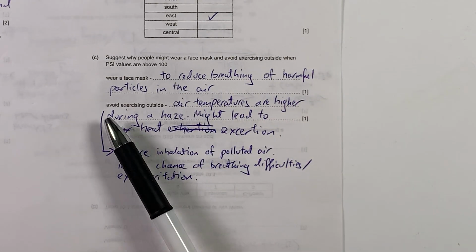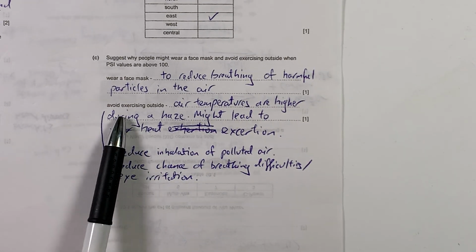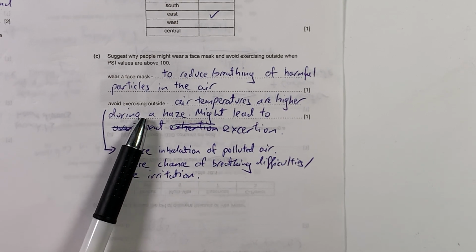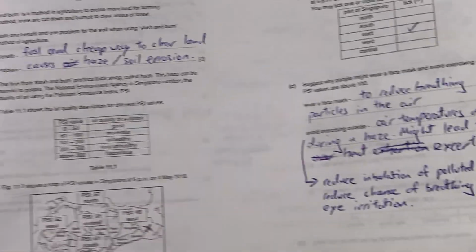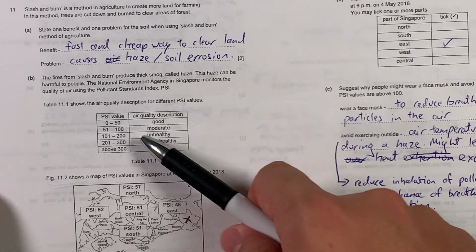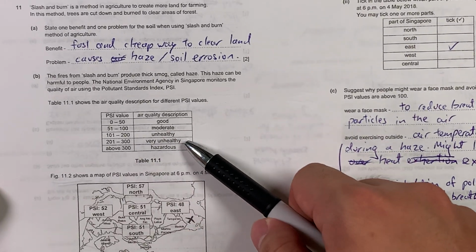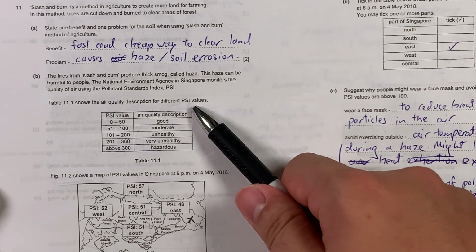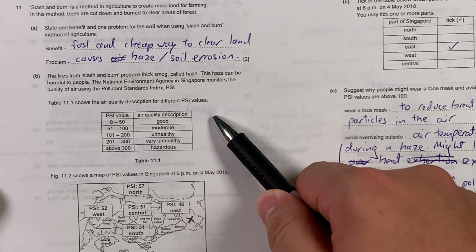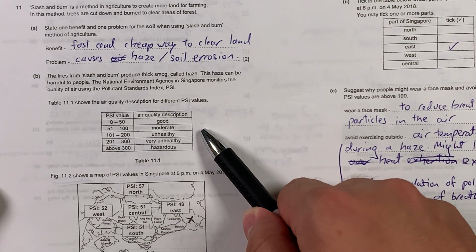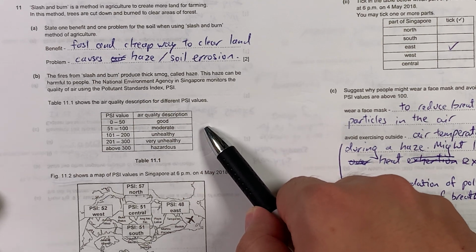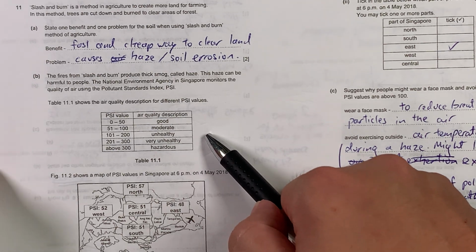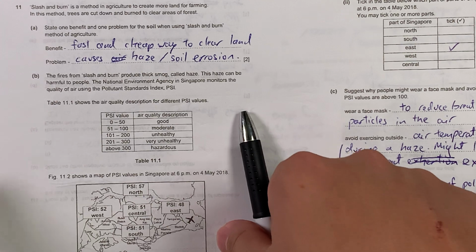But we will also receive advisories on reducing exercise outside. Remember, the PSI levels are good, moderate, unhealthy, very unhealthy, and hazardous, and they also come with recommendations. Good, you can go out as per normal to exercise. Moderate, reduce physical activity. Unhealthy, stop all physical activity, and so on. All these you can find at the NEA website.